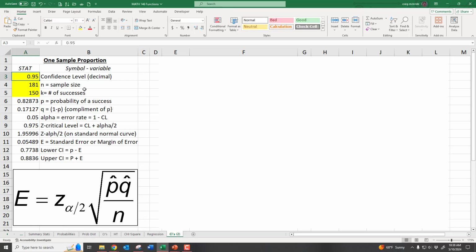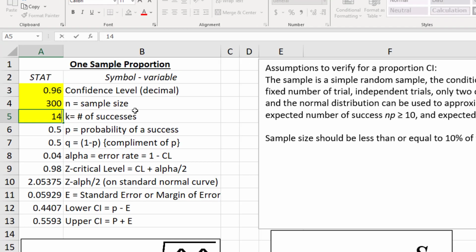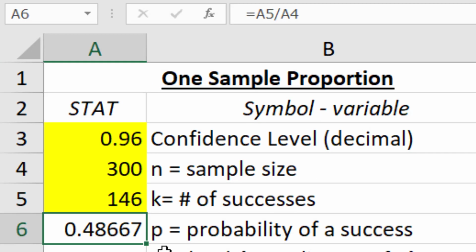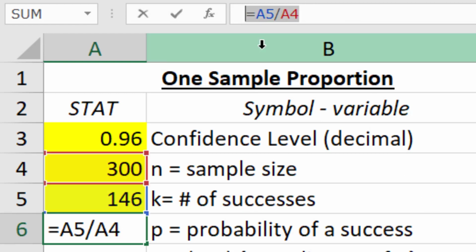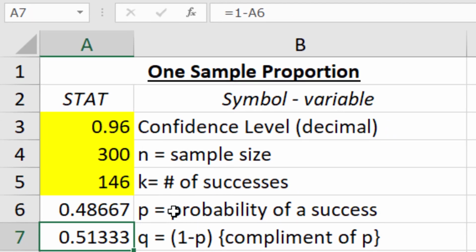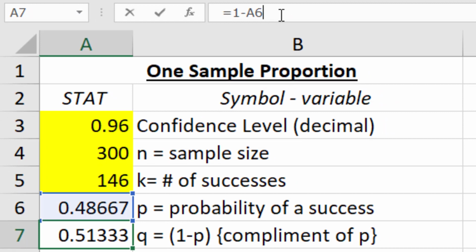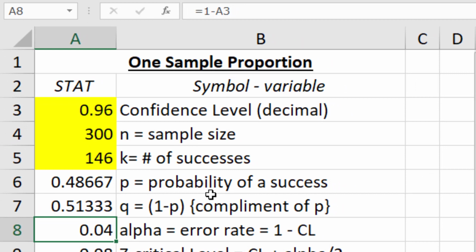Remember, we will only change the values in the yellow squares. So the first thing we have to change is our confidence level, which is 0.96. Then our sample size was 300, and the number of successes we had was 146. Now, how did all this change? Well, it's pretty easy. This first cell is literally just K over N, number of successes over our sample size. So in this cell, it just says equals A5 divided by A4. It's always going to take my number of successes divided by my sample size, and that's going to give me P. And then Q is always just 1 minus P, so that's literally just 1 minus whatever number is sitting in this cell, and that gives us that.